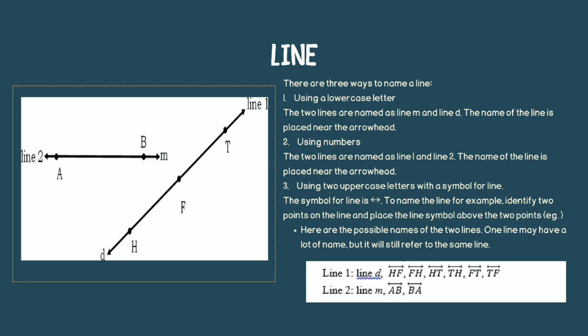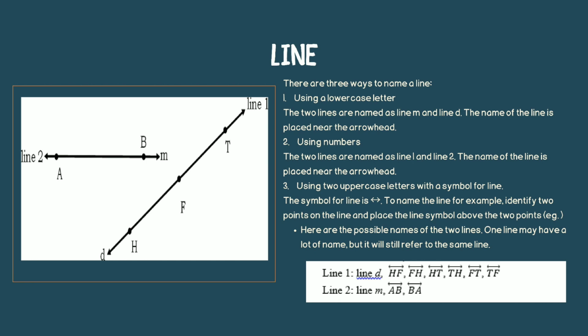The second one is using numbers. The 2 lines are named as line 1 and line 2. The name of the line is placed near the arrowhead. The third one is using 2 uppercase letters with a symbol for a line. The symbol for line is a double-headed arrow. To name the line, for example, identify 2 points on the line and place the line symbol above the 2 points. Based on the illustration, here are the possible names of the 2 lines. One line may have a lot of names, but it will still refer to the same line.